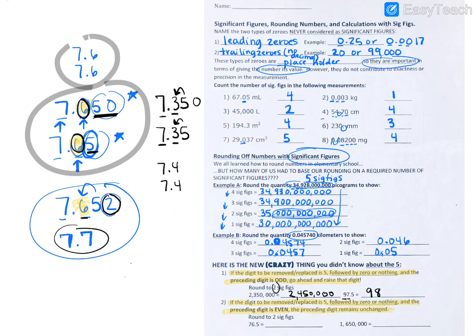Now, we go down to these 2 examples. You've got 76.5. You've got an empty 5 right here. An empty 5, again, is followed by 0 or nothing. It has no support behind it. This is going to be 76. I cannot round up with this. Now, if this was 76.51, I could round up to 77. Because that is not an empty 5. It's followed by some sort of other digit that supports it, that gives it more value.